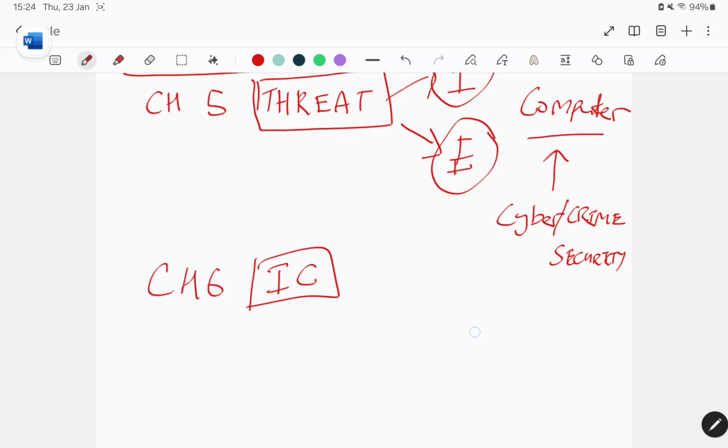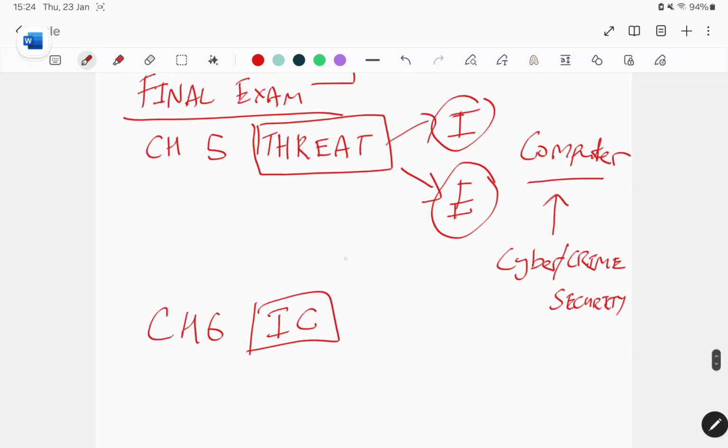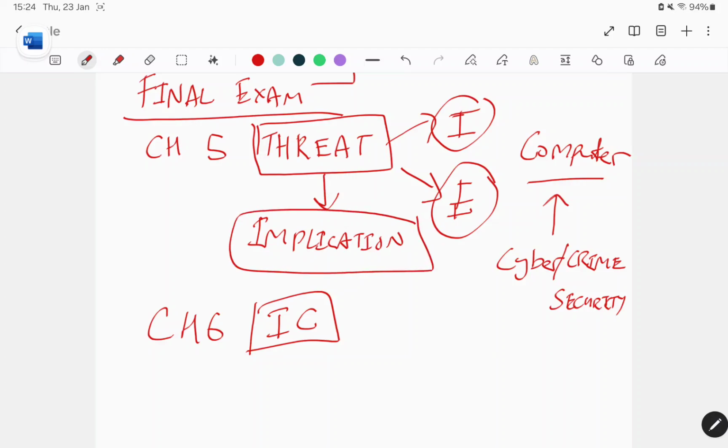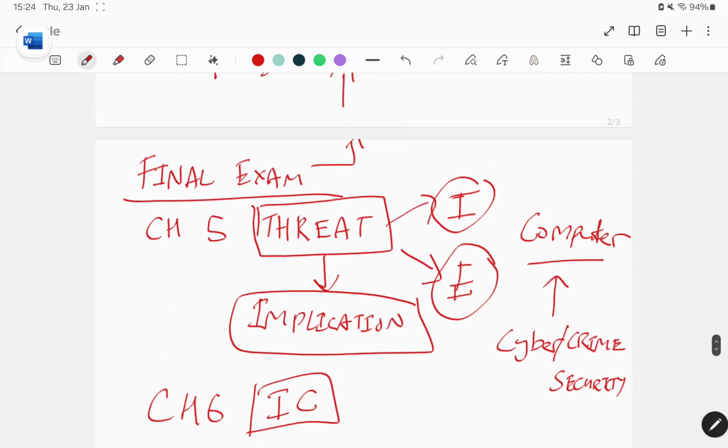Knowing the threats over here, of course you need to know what the implication is. Threat, implication. What's the threat? What's the implication? But before that, you need to know what the objective is first. What is the objective?